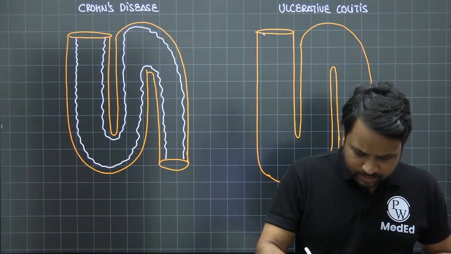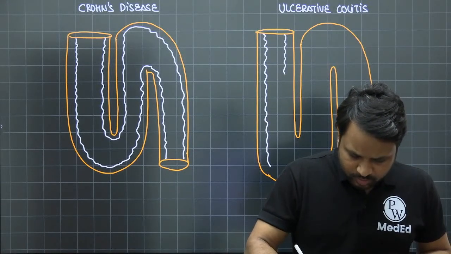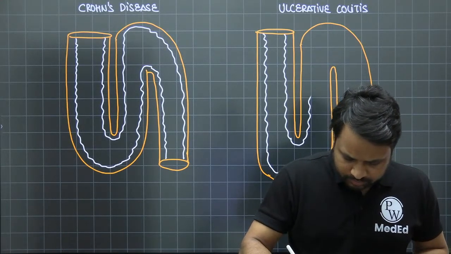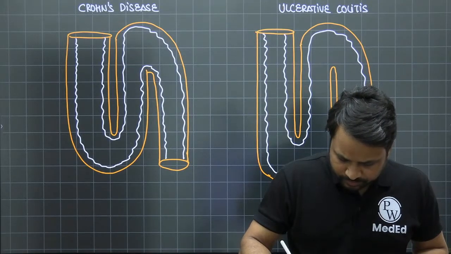To explain ulcerative colitis also, we'll take the same analogy. This is going to be your innermost component, that is the mucosal surface. This is your mucosa, okay?